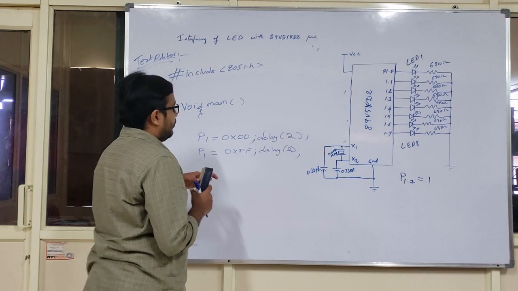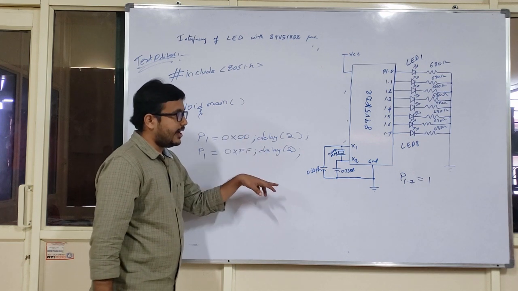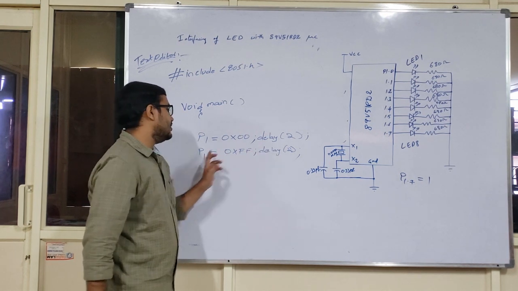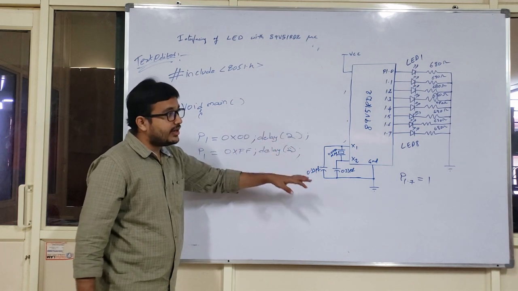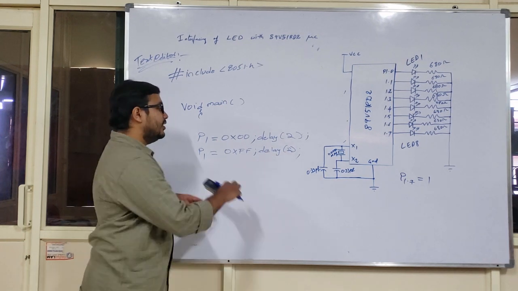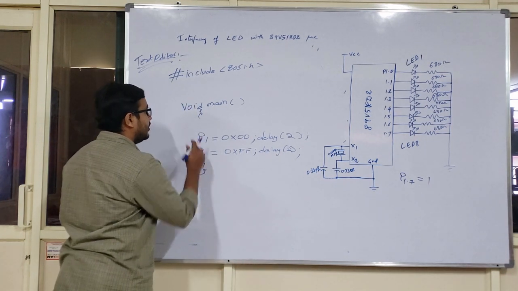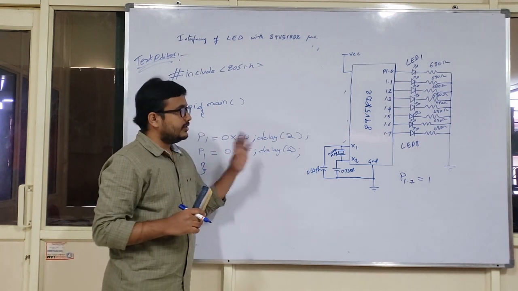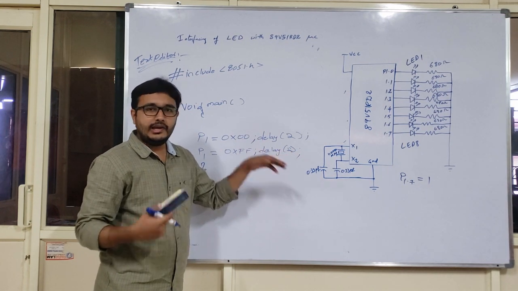So can I say that by the instruction P1 equal to 0x00, at this time all my LEDs are in the off state? Yes. And after 2 seconds, P1 equal to 0xFF, all my LEDs, which were earlier in the off state, are turned on. That means all are giving light now. This will last again for a delay of 2 seconds. Now just close your brace, the flower bracket. Now the activity happens. For the first 2 seconds it is off, and after completing the 2 seconds it will be on.